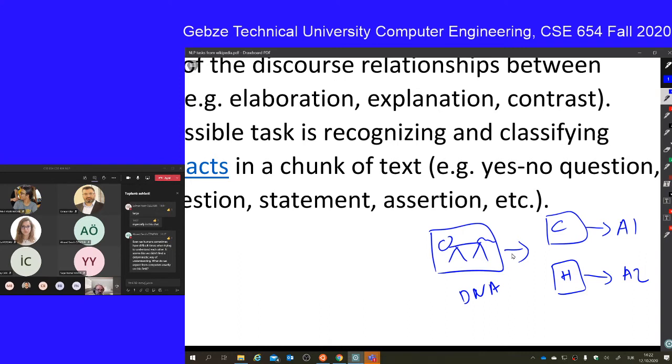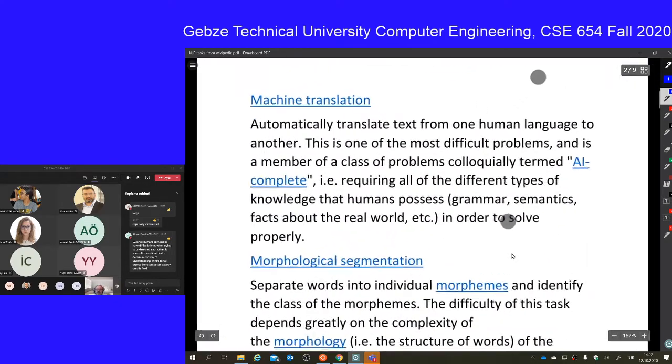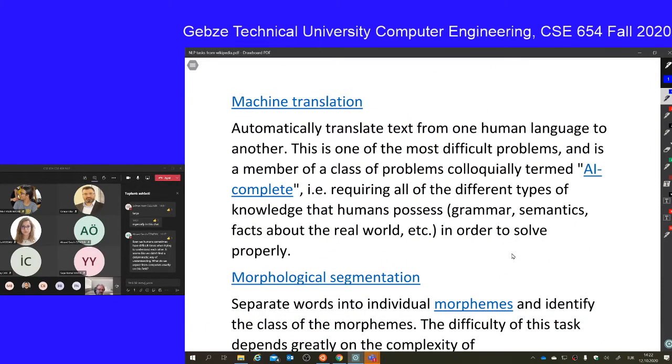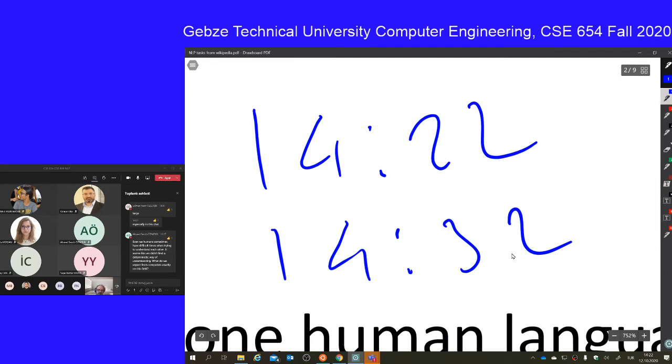Okay, good. Let's take a 10 minute break. After the break, we will come back and continue looking at these examples. We will start with machine translation. It is 14:22. Let's be here at 14:32. Okay, 10 minutes of break.